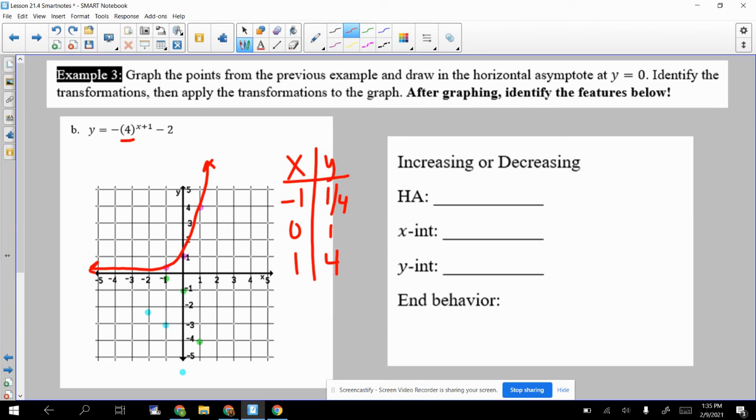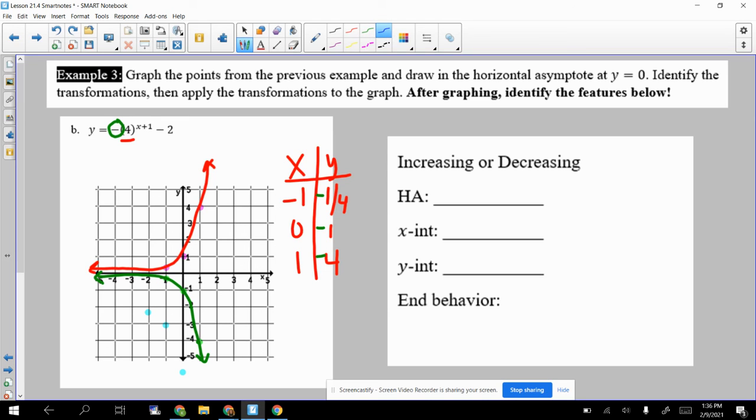But we have a negative out front, we have x plus 1, and we have that -2. So we are going to have some transformations here. So then the next thing I would do is your reflection. And so literally I just reflected those. So I put like a negative out front of all of them. Okay, all of your y values again. So that's what I have here. -1, -4, -1/4, 0, -1, and 1, -4. So that's this one here.